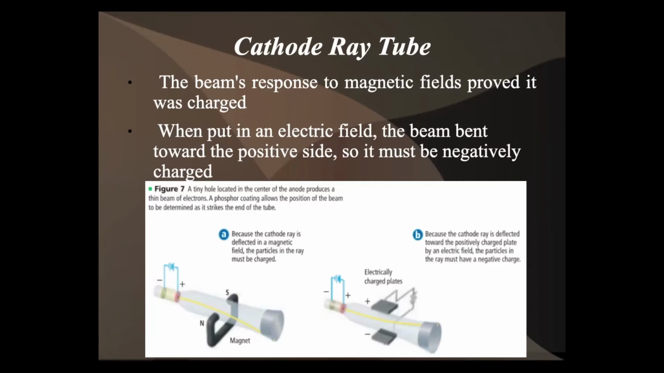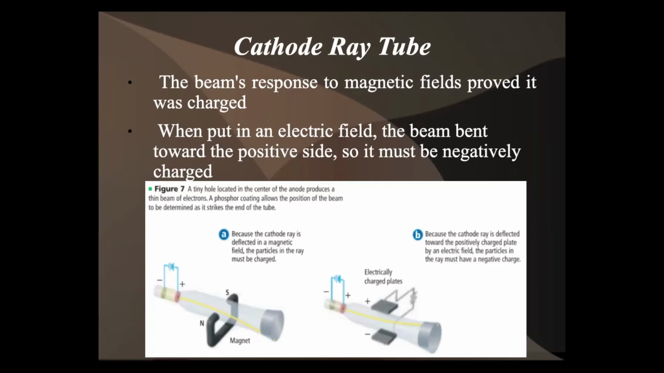So far he confirmed that these are particles, that they have mass. He didn't know how much mass they had, but he knew they had mass. And he knew that they had a charge, a negative charge. And he knew they are smaller than the atom. So he discovered the electron. No, he didn't. He did not name it that. That's what he discovered.